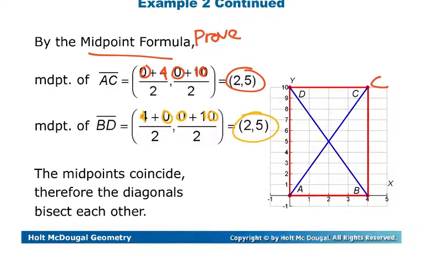So because of this statement, we now know that if 2, 5 is the middle of this piece, those two pieces are the same. And by the definition of midpoint, if that dot is in the middle, then those two are the same. And so since the midpoints coincide, the diagonals must bisect each other, because they meet at that point.